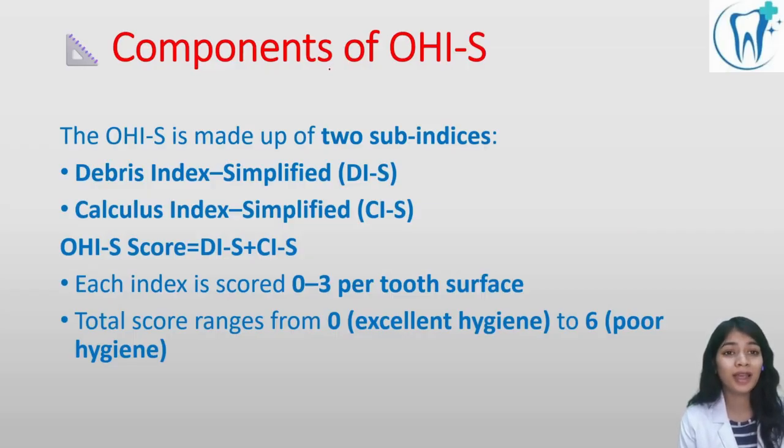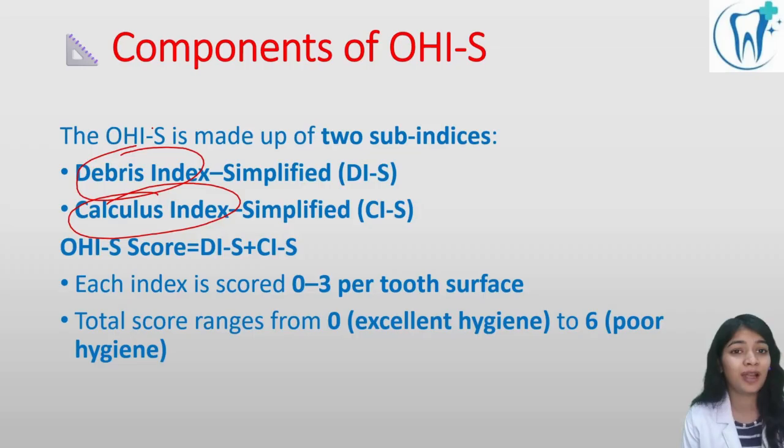See, the OHI has two main components that are measured separately. First is debris index simplified and second is calculus index simplified. See, debris index simplified measures the amount of soft foreign matter, plaque and food debris on the tooth surface. Understand? Then calculus index simplified measures the amount of hardened deposit, tartar, on the tooth surface. The final OHIS score is the sum of the average of debris score and calculus score. Understand? So OHIS is the sum of the debris index and calculus index simplified.